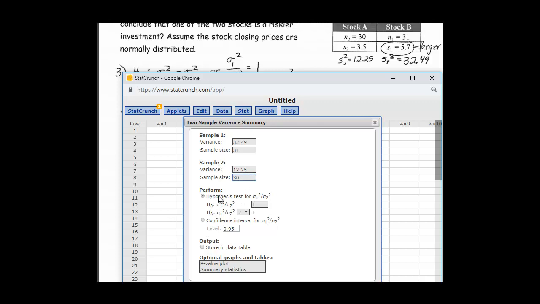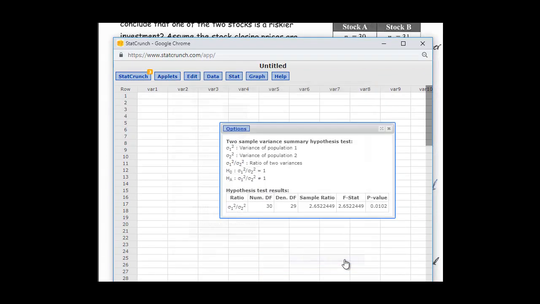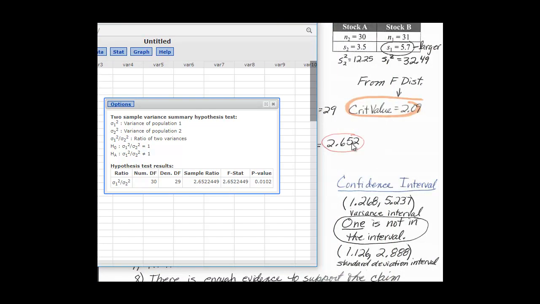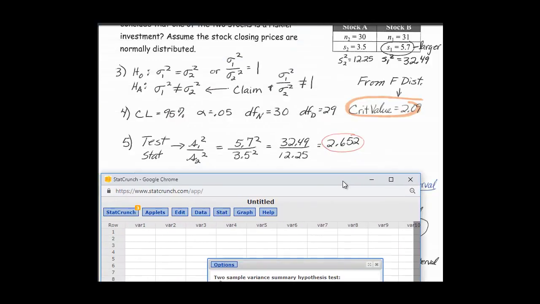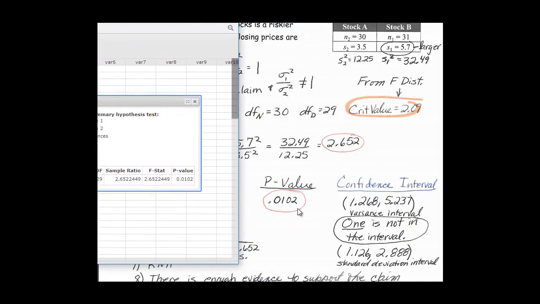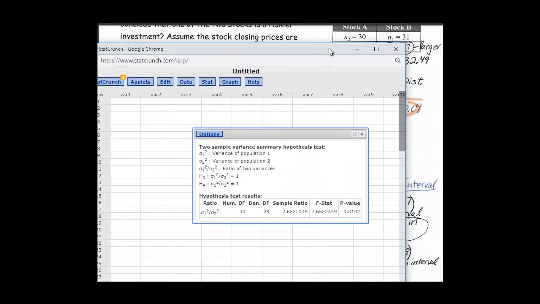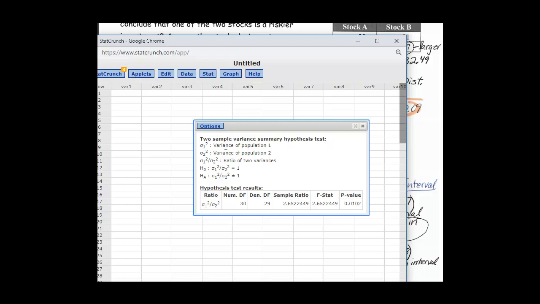Okay, I'm doing a hypothesis test. The null is that the ratio is equal to 1, and it's already set to the default that they're not equal to 1. So that's good to go. I can go ahead and click Compute. I come up with my test statistic of 2.652, and I have a p-value of 0.0102. Now keep in mind, because that p-value is low, the null must go. That matches up with what we came up with the critical value.